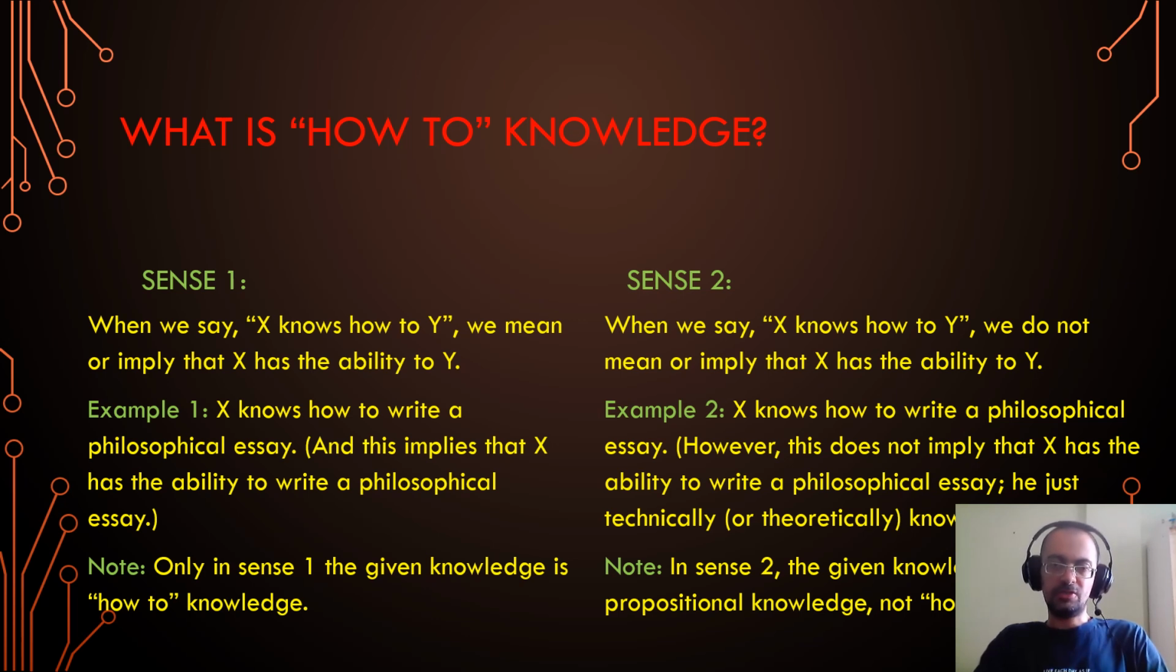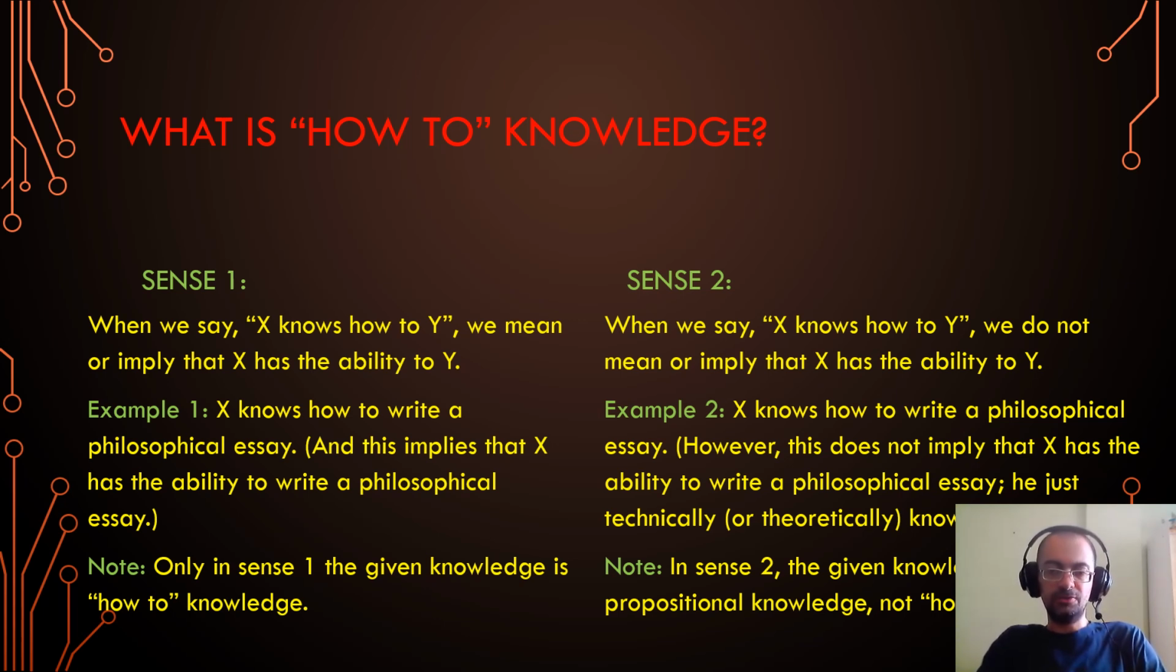Okay, let's analyze sense 2. When we say X knows how to Y, we don't mean or imply that X has the ability to Y. For example, X knows how to write a philosophical essay. However, this does not imply that X has the ability to write a philosophical essay. He just technically or theoretically knows how to write it.